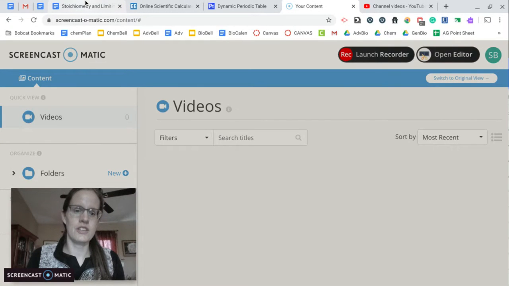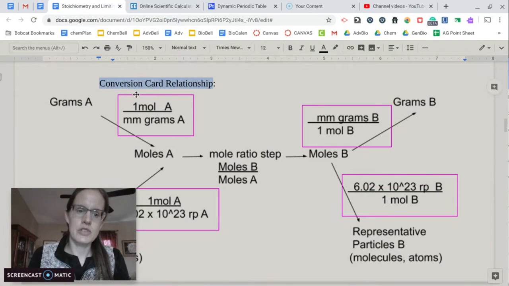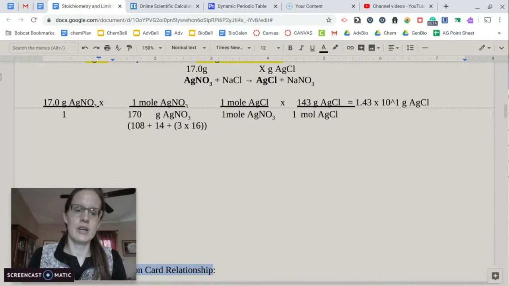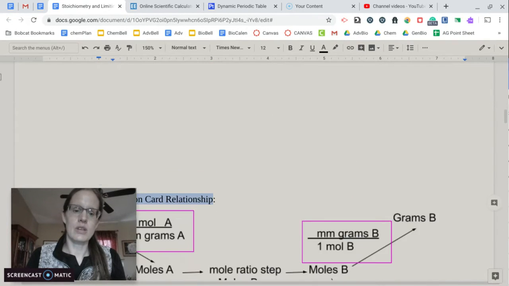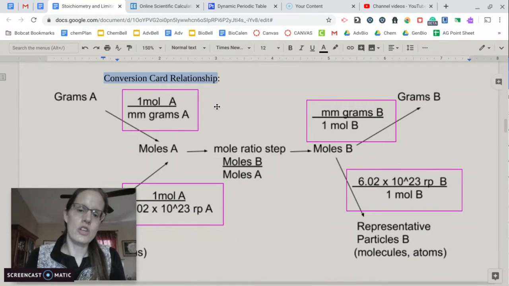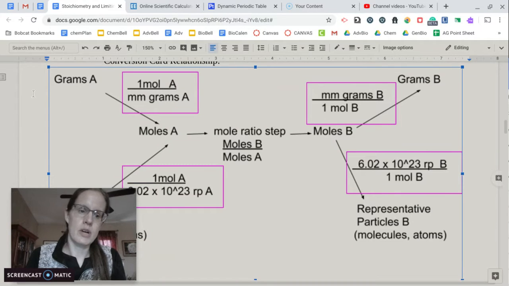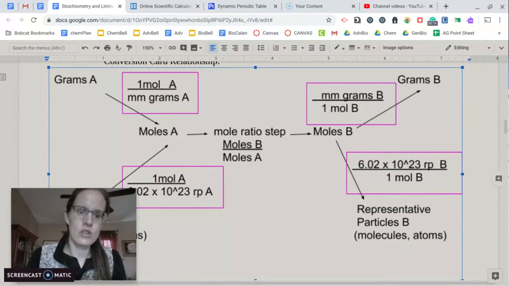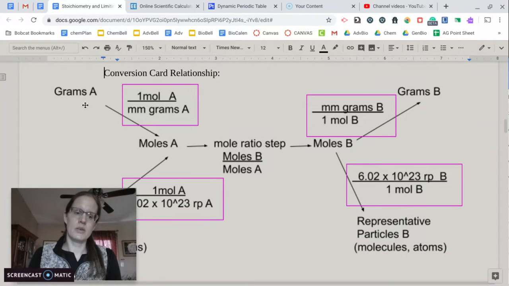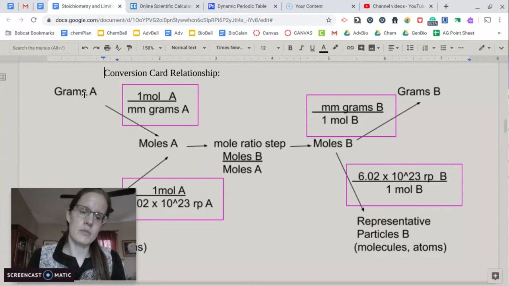Everybody, these are the second half of your stoichiometry notes. Remember, we just finished this mass to mass stoichiometry problem, and I told you I was going to come back and talk about the mole map, or what you can use if you get stuck on a stoichiometry problem. You can write this on your conversion card so you can use it during your test if you get stuck.